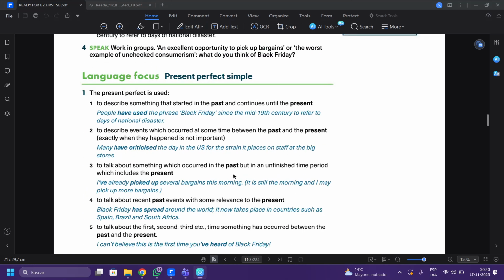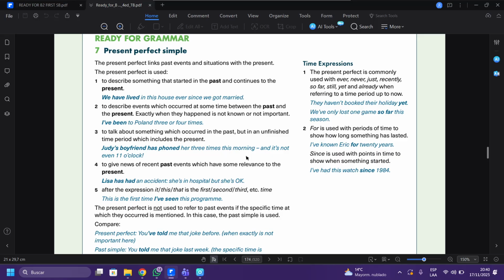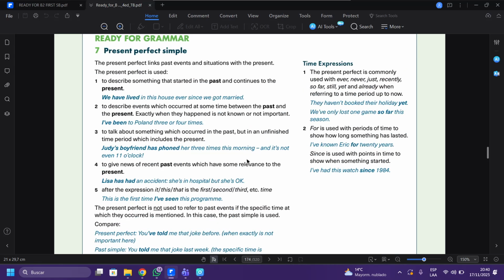It's about the present perfect simple. Okay, the present perfect simple. Yes, I have. I am on the page. All right, so I'm going to provide you with some grammar explanation so you can have a reminder of this, okay?